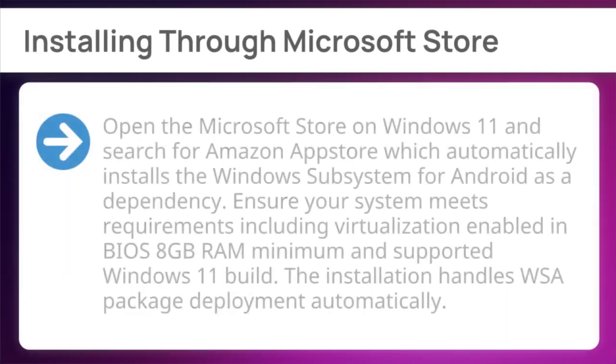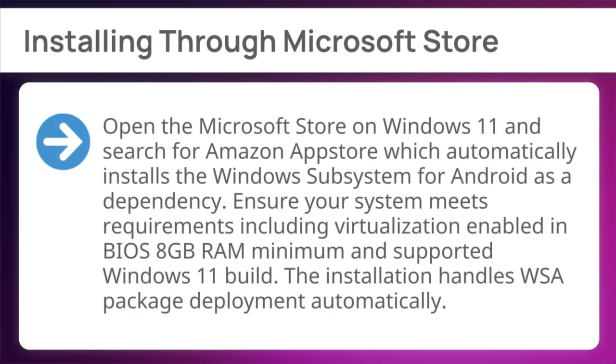First, installing through Microsoft Store. Open the Microsoft Store on Windows 11 and search for Amazon App Store, which automatically installs the Windows Subsystem for Android as a dependency. Ensure your system meets requirements including virtualization enabled in BIOS, 8 GB RAM minimum, and supported Windows 11 build. The installation handles WSA package deployment automatically.